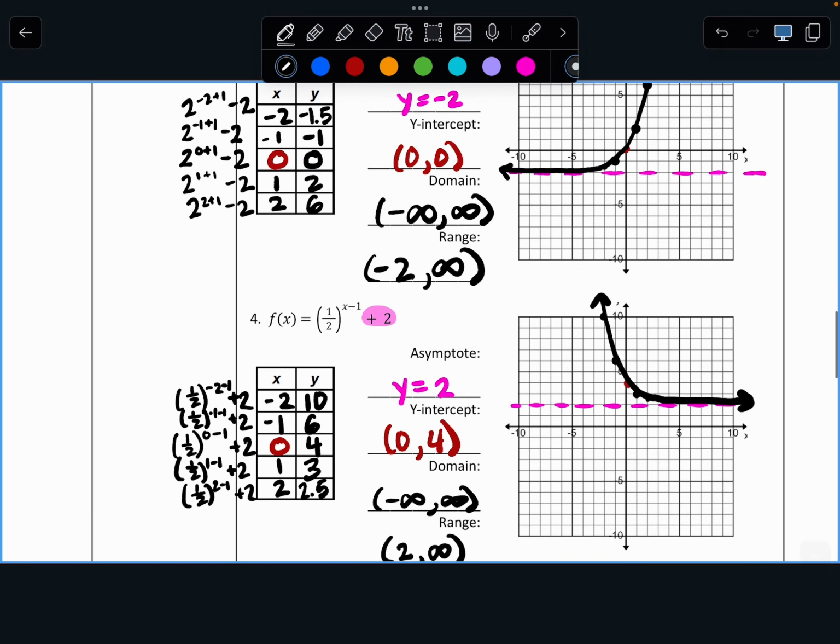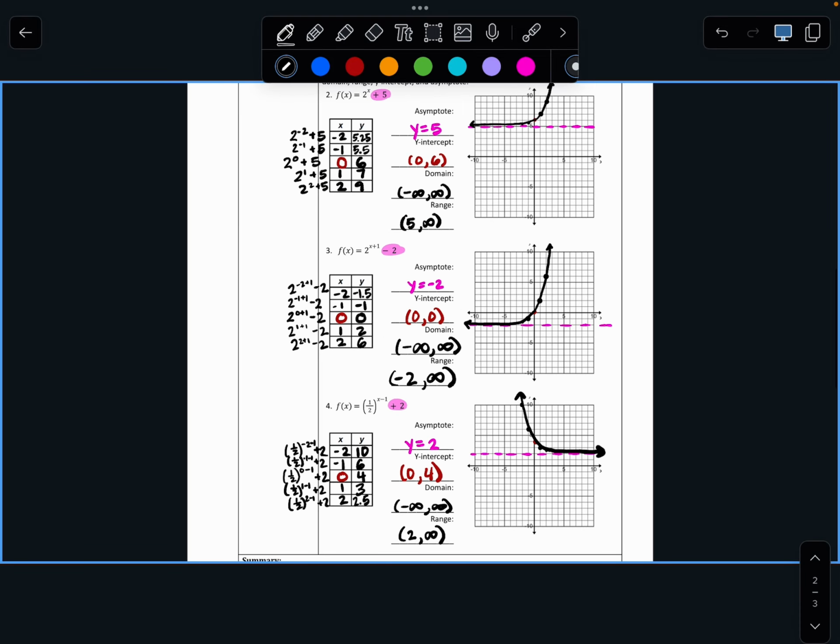All right, so that's what you'll be doing in today's practice for graphing exponential functions with a table.